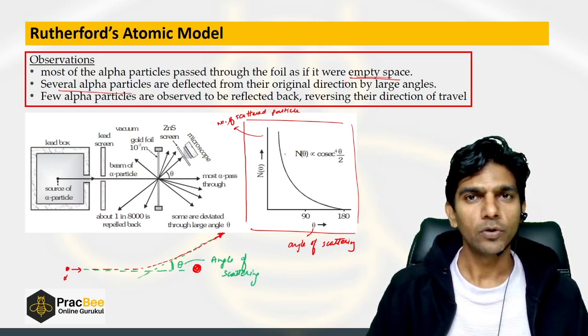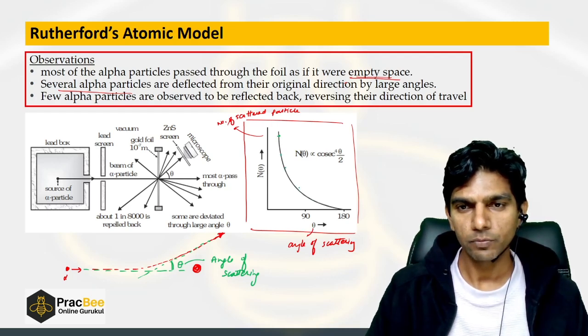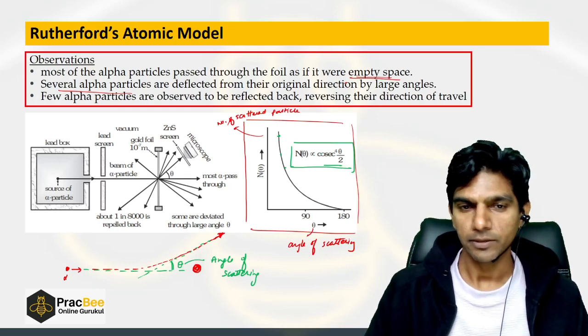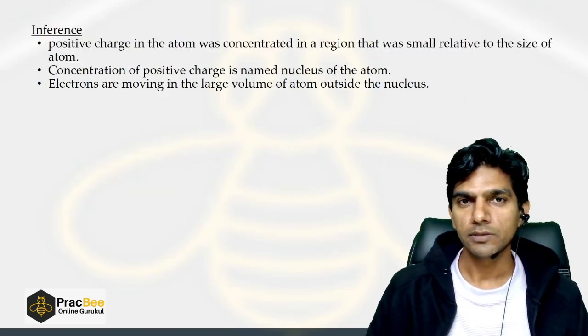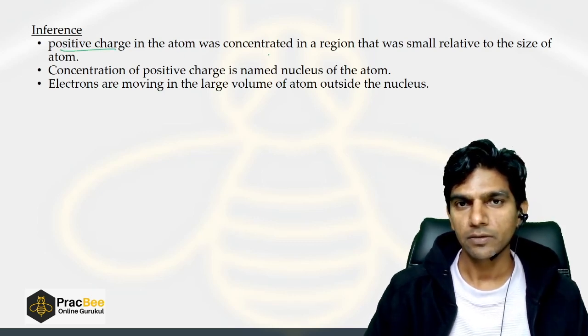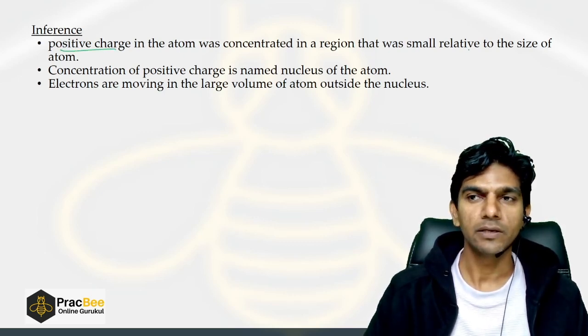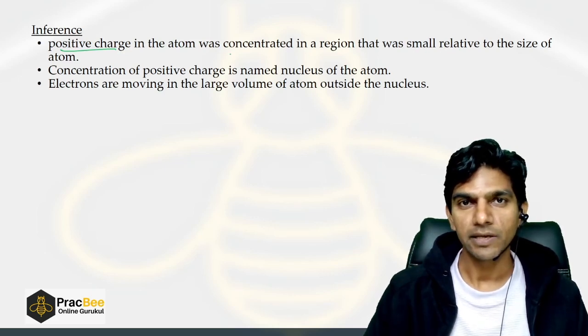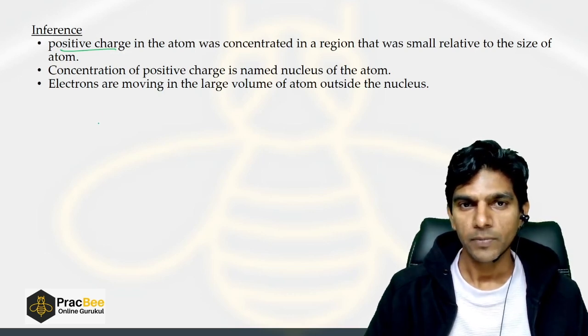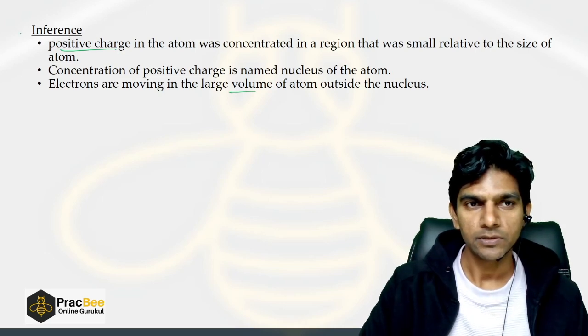If we plot this graph, experimentally it comes out that N is proportional to the 4th power of cosecant theta by 2. So do remember this proportionality. There can be a question based on it. Right, so now, what are the inferences of this experiment? First, the positive charge in the atom was concentrated in a region very small in comparison to the size of the atom. This positive charge is known as the nucleus, and electrons are moving in a large volume of the atom outside the nucleus. These are the inferences of the Rutherford model.